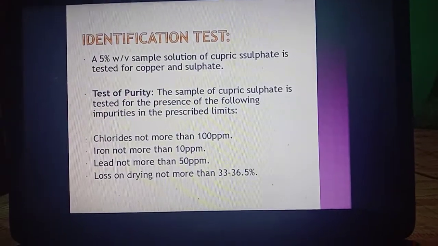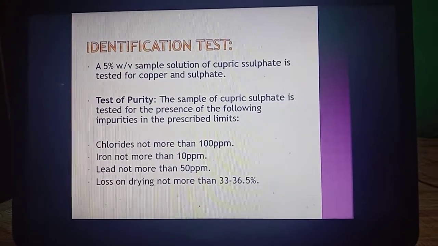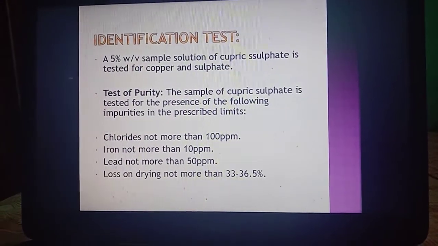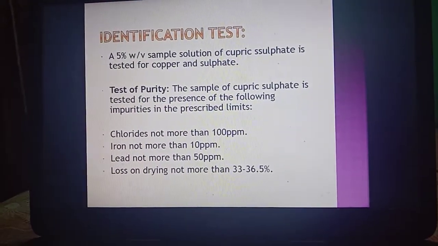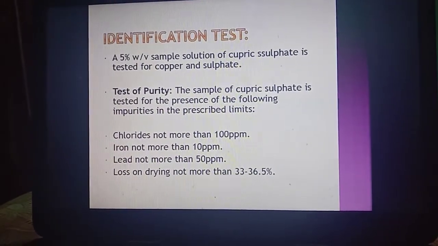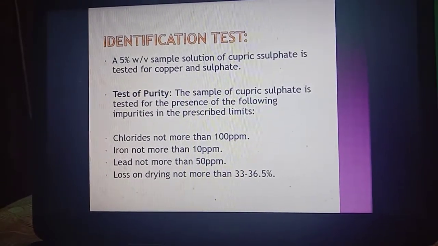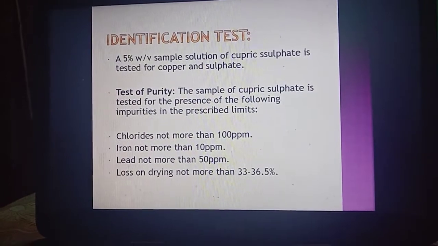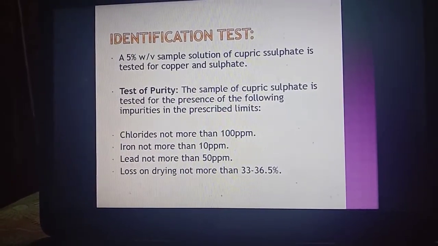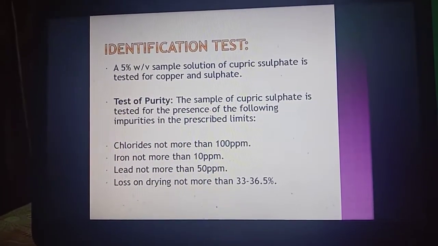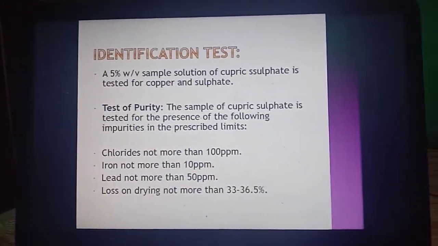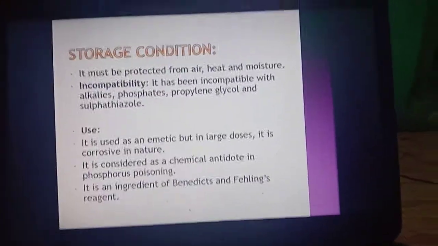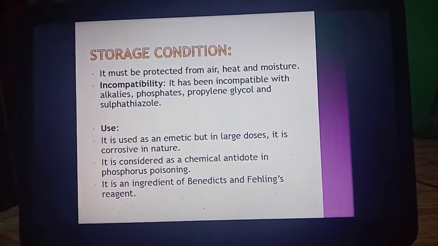Now, identification test. A 5% W/V solution of the sample of cupric sulfate is tested for copper and sulfate. Test for purity. The sample of cupric sulfate is tested for the presence of the following impurities within the prescribed limits: chloride not more than 100 ppm, iron not more than 10 ppm, lead not more than 50 ppm, and loss on drying not more than 36.5%. The storage condition is that it must be protected from air, heat and moisture.